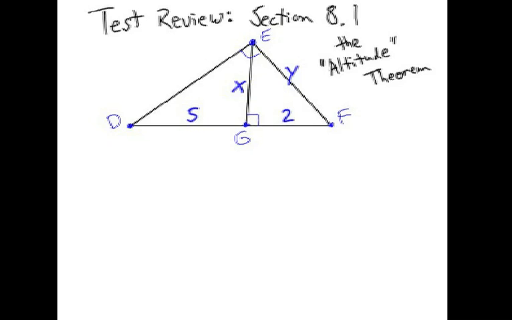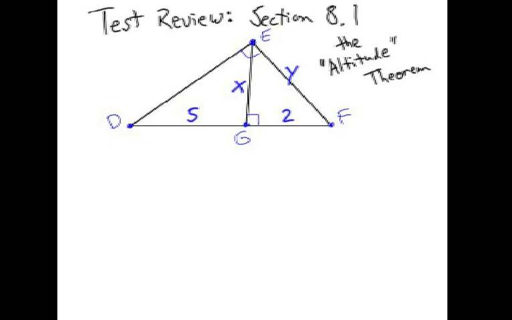We have a right triangle DEF with the altitude drawn from E to G, and the altitude is unknown. We'll call that x, and the leg y is also needing to be solved. The hypotenuse is split into two parts, 5 and 2. Go ahead and hit pause and try this.